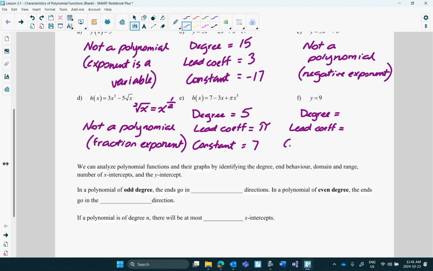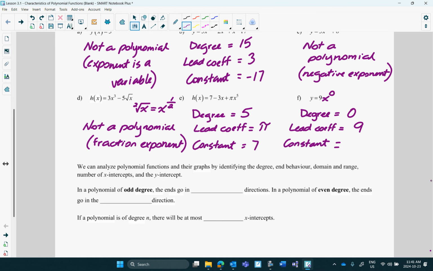I'm starting to think about this one, because I could write an exponent in. 9x to the what is the same as 9x to the 0. So technically, if it's just a number, we can attach an exponent to that, just x to the 0. So that means the degree would be 0, the lead coefficient would be 9, the number in front of the x.